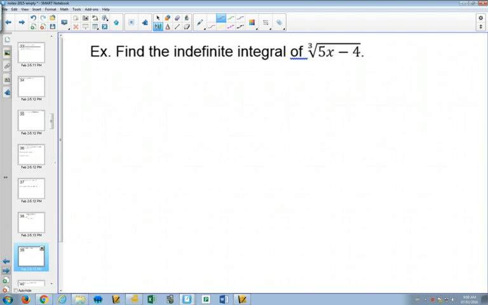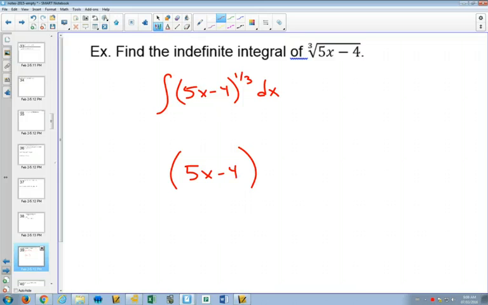So a couple of examples of how we could do this. If I wanted to find the indefinite integral, so the integral of the cube root of 5x minus 4, I'm going to change that cube root to the power of 1/3. So here I'm finding the indefinite integral of 5x minus 4 to the 1/3. My power rule says add 1 to the exponent, so I'd have a 4/3 up there. And because it's a power rule, I would have to divide by that 4/3 as well.